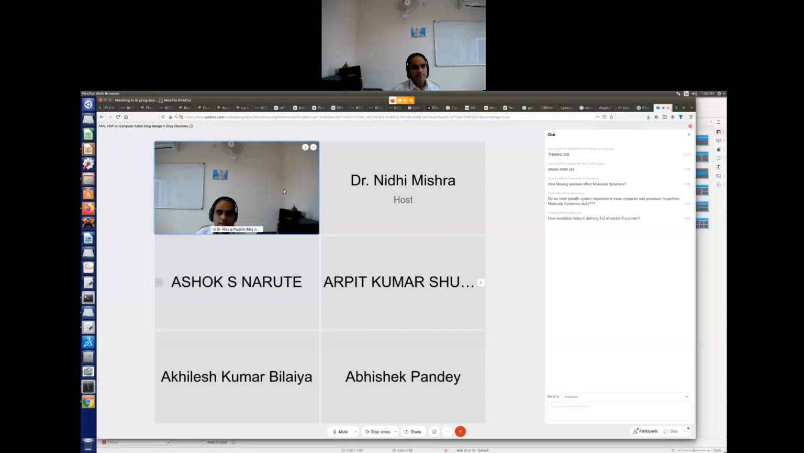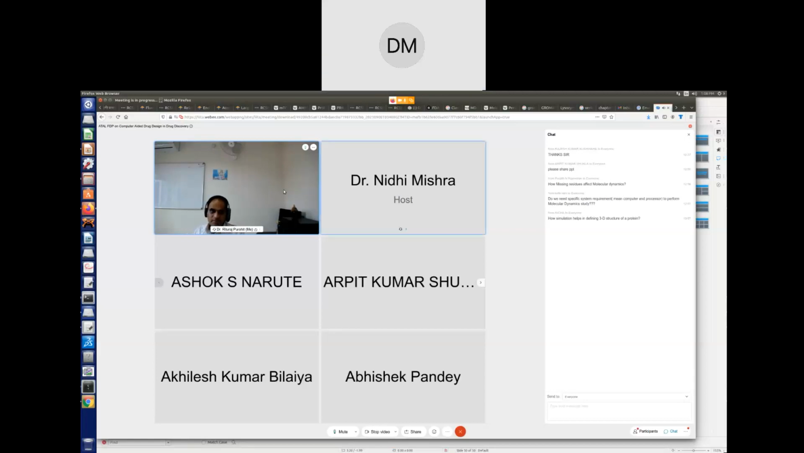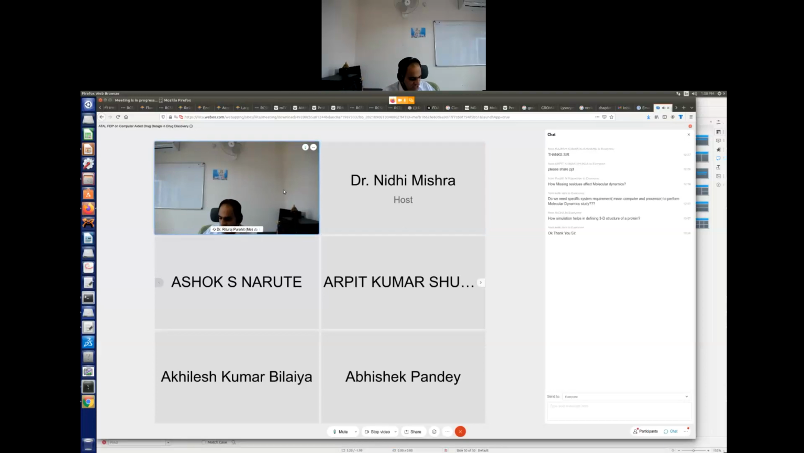Next question is from Richa. How does simulation help in defining the 3D structure of a protein? Okay, so suppose you model the protein, right? And after getting the model structure, you need to validate it. If it's perfectly fine, you can simulate it to identify the correct orientation of all the loops present in the structure and the side chains of the structure. So for refining the structure, simulation is important.